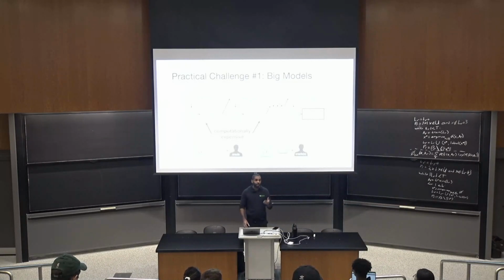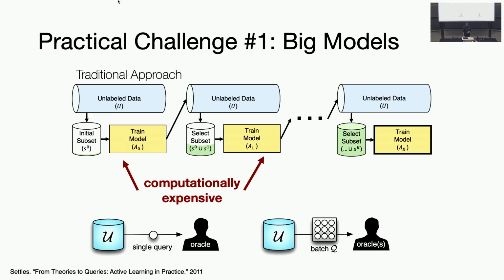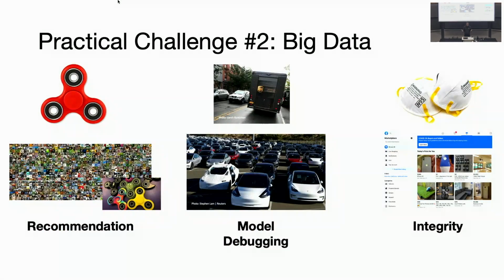But that solves one of the problems that you pointed out earlier, that training the model is very, very expensive. Another practical challenge is the size of the unlabeled data set. When we think about modern data sets in practice, we can have really large, massive, big data problems. So this comes up all the time in practice. When we think about recommendation systems, if you're at a large internet company, you might have millions or billions of images being uploaded by people every single day. And you want to be able to identify maybe some new or interesting concepts.